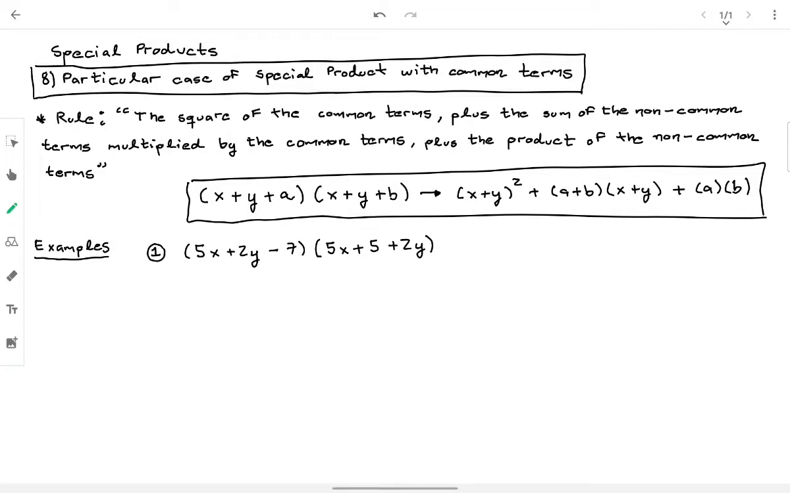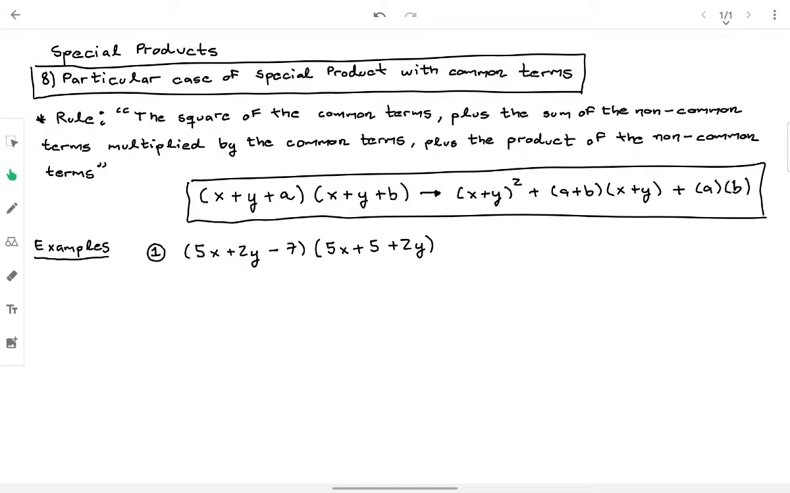Today we will see another particular case, the particular case of the special product with common terms. If we remember the rule for a special product with common terms, it will be the square of the common terms, because we can have more than one, plus the sum of the non-common terms multiplied by the common term, plus the product of the non-common terms.